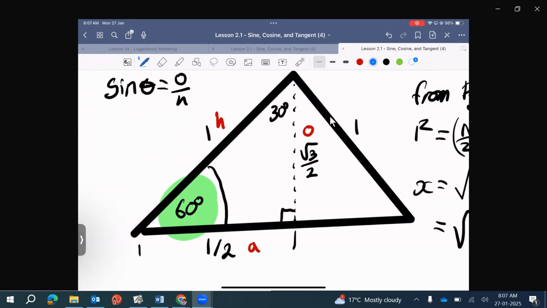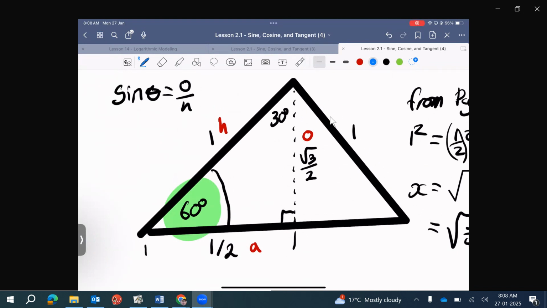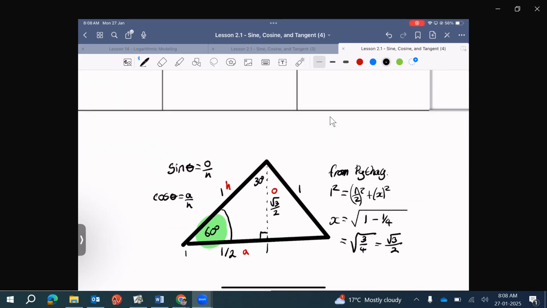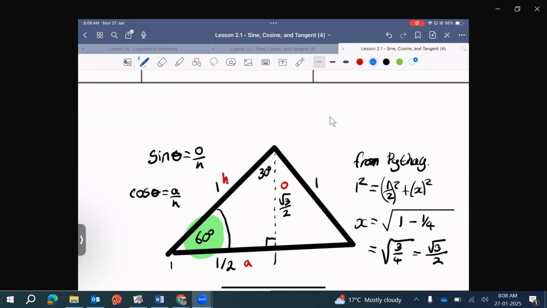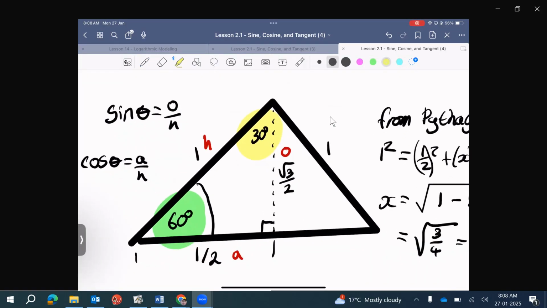What is the cosine of 60 degrees? 1 over 2. Now we can zoom in on the triangle from this perspective. That will mean that the opposite and the adjacent change. So this one now becomes the adjacent, this one becomes the hypotenuse, this one becomes the opposite, and this is still the hypotenuse.